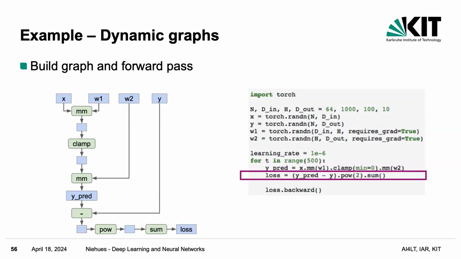Then you're doing the second step, which is calculating the loss. So you do minus of these two, the prediction and the y. You do power of 2, you do the sum, and this is then your loss that you're getting. So this is your final loss. Again, you're building your graph, extending your graph dynamically, and doing your forward pass to do the full calculation.